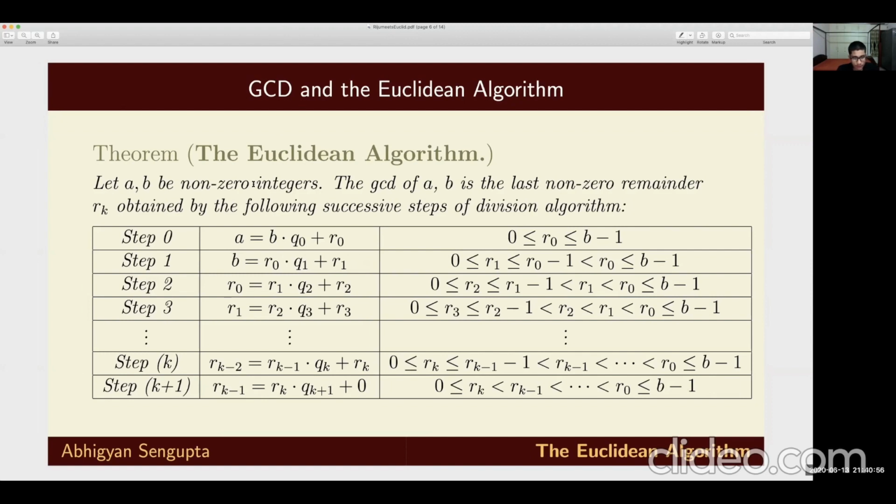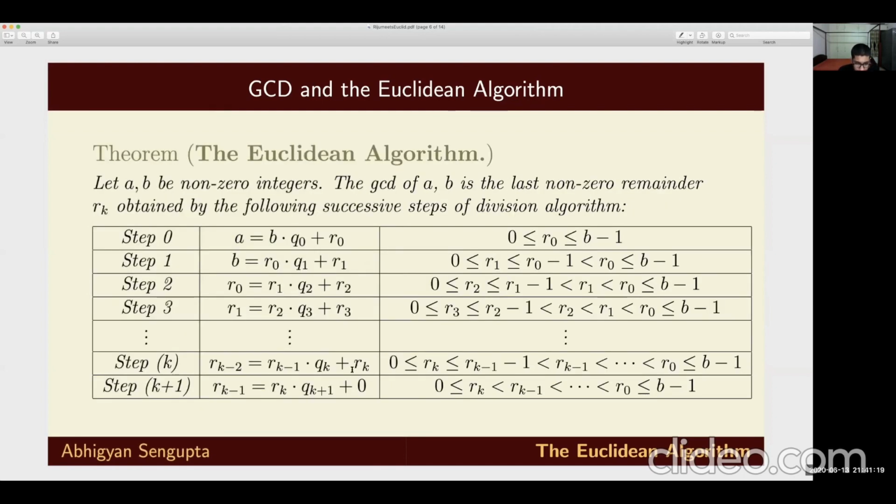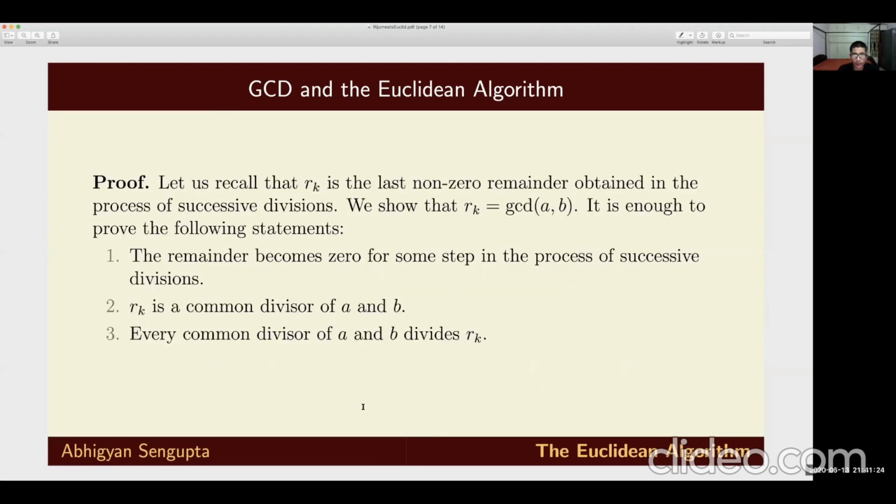Following this procedure for subsequent steps, we finally get that the remainder becomes 0. So the last non-zero remainder, that is Rk, is taken to be the GCD of A and B. Now let us discuss the proof for the Euclidean algorithm. We already know that Rk is the last non-zero remainder obtained in the process of successive divisions.